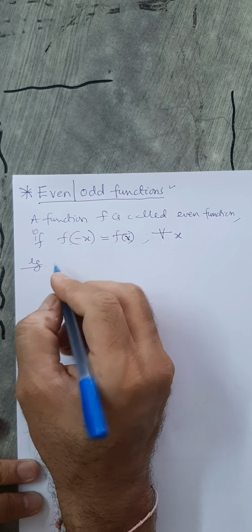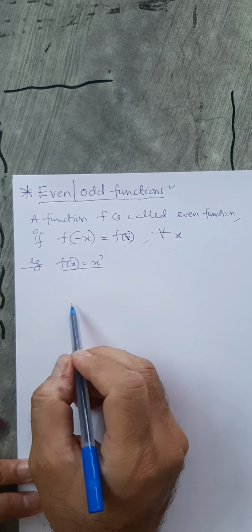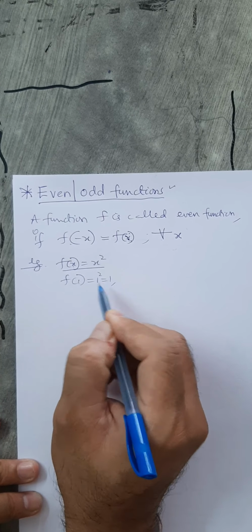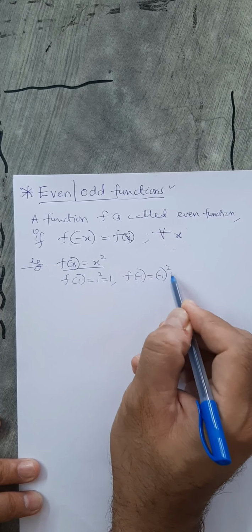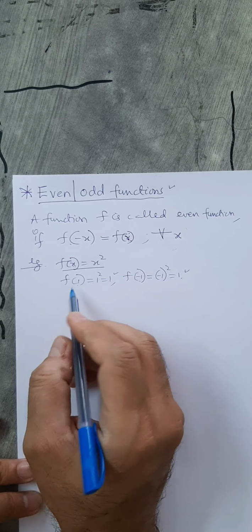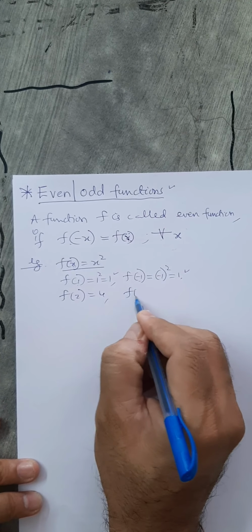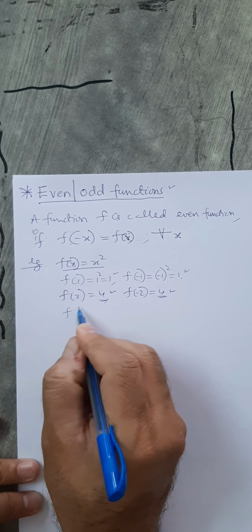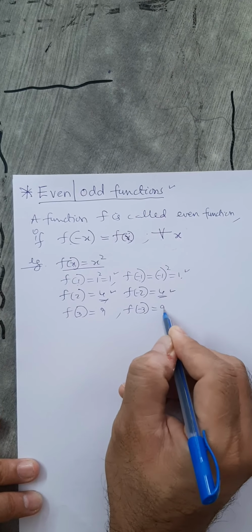For example, you take f of x equals x square here. Now you write here 1. What is f of 1? 1 square, which is 1. You write minus 1. What is f of minus 1? Which is minus 1 square, which is 1. So you see both are equal. At 1 and minus 1 values are same. Go to f of 2. What is that? 4. What is f of minus 2? Minus 2 square, which is also 4. So both are equal. What is f of 3? 9. What is f of minus 3? 9. So both are equal.